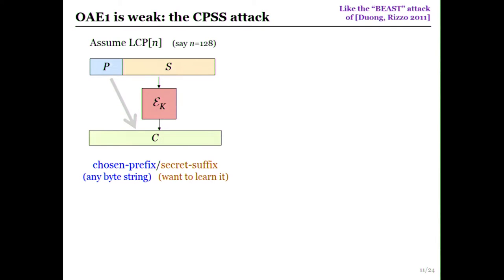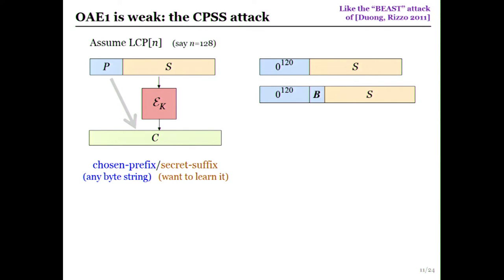to prefix any secret string S by a chosen plaintext, and then obtain the ciphertext for this string, the chosen plaintext and the secret suffix S, then this ability will once again give us the capability of decrypting the ciphertext C using a small number of encryption queries. And the attack does not depend on the value of n. It works for any value n. And what we do here just follows quite directly the BEAST attack that I'm sure many of you have seen.